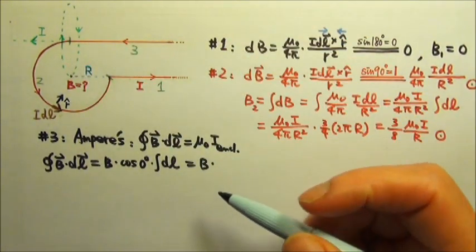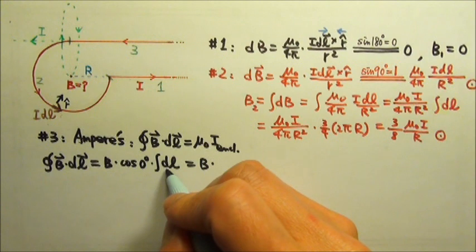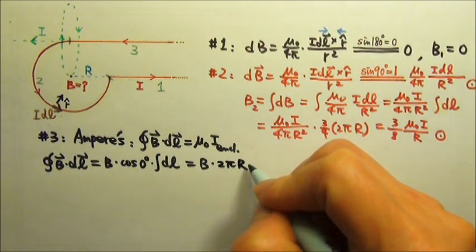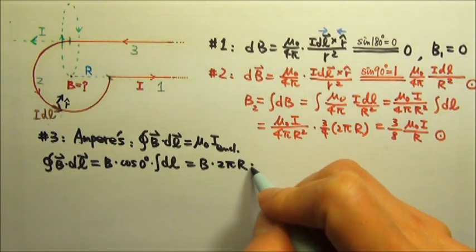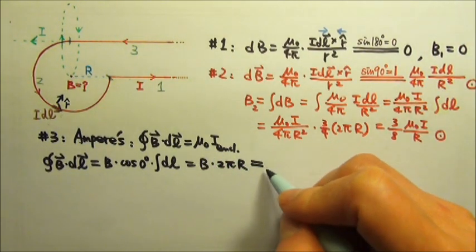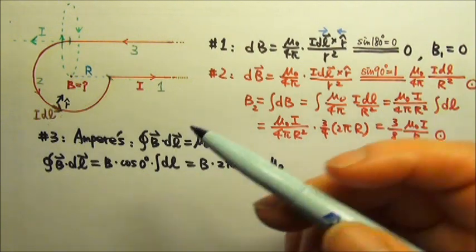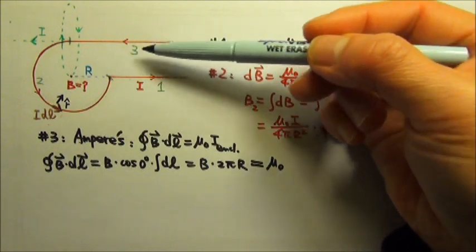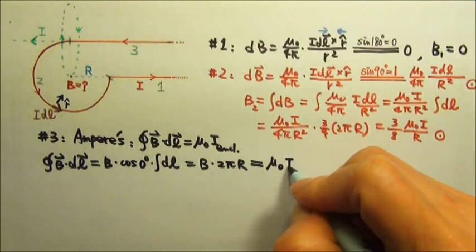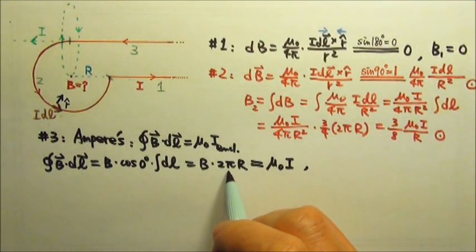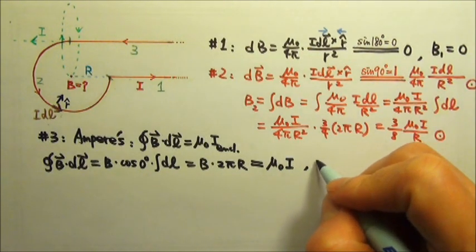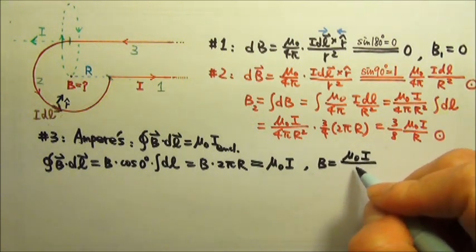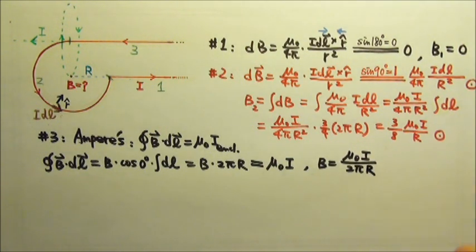Since the radius is big R, the integral of dl would be the length of the Amperian loop, 2 pi R. And on this side, we know this integral should equal mu naught times the enclosed current. The current inside this Amperian loop is I. So it's mu naught times I. Therefore, I can divide by 2 pi R on both sides, and we'll find B to be mu naught I over 2 pi R.